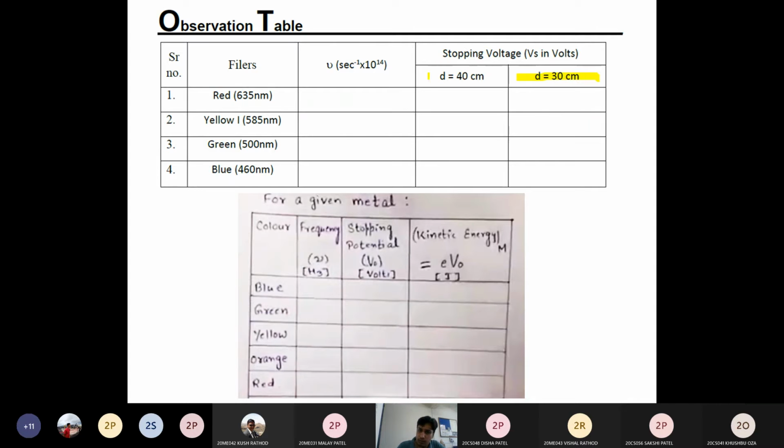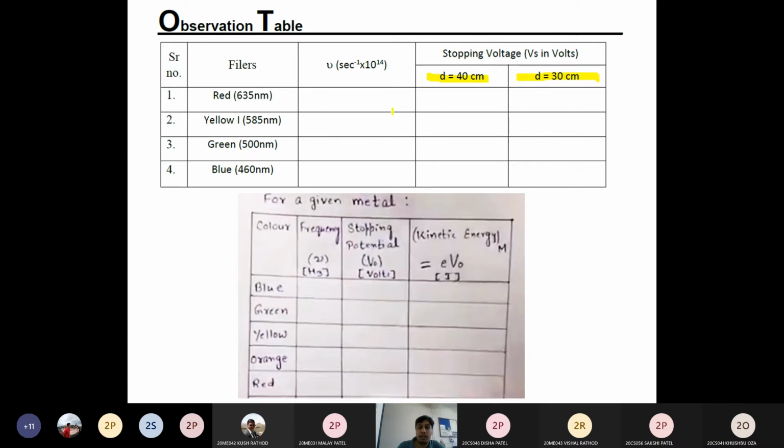So for 40 centimeter, what do we need to do? We need to apply a potential difference in the opposite direction, and we need to see at which value of the voltage we are getting the minimum current. That we will see through the simulator right now. For each individual frequency, we will write down the stopping voltage, or stopping potential, that we will calculate.